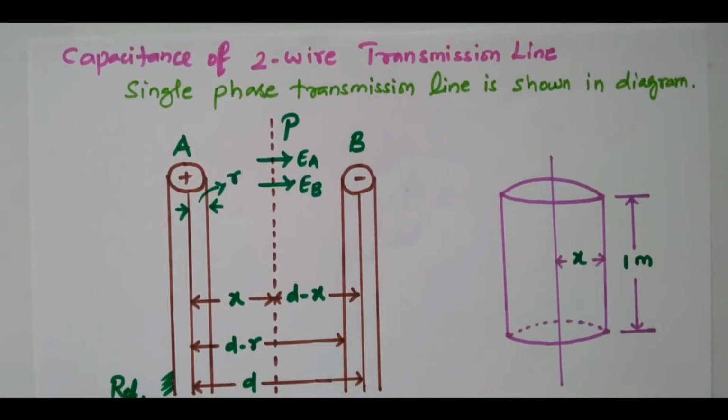Welcome viewers. In this video we'll see the capacitance of a two-wire transmission line. This is an overhead transmission line having two conductors, so single phase power can be transmitted through this transmission line.